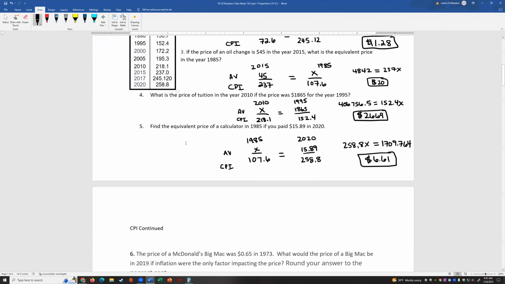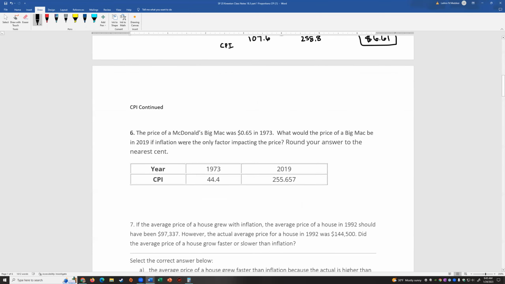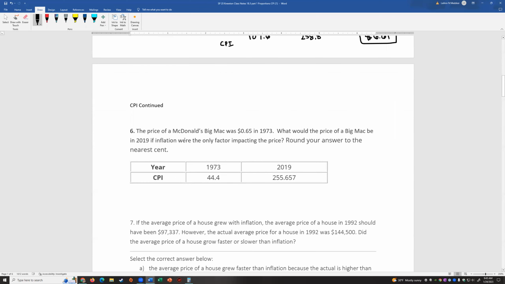Okay, so let us look at the continued part. This is just some more questions from this section. The price of a McDonald's Big Mac was 65 cents in 1973. What would the price of a Big Mac be in 2019 if inflation were the only factor impacting the price? That means we don't know if they had other outside factors. We're assuming we just followed inflation, so we're assuming we followed CPI. Round our answer to the nearest cent.